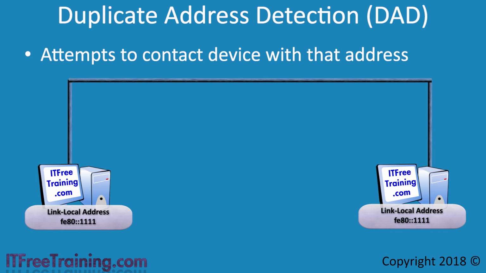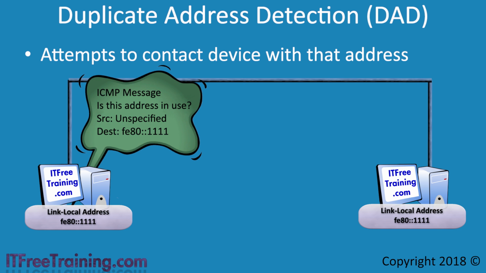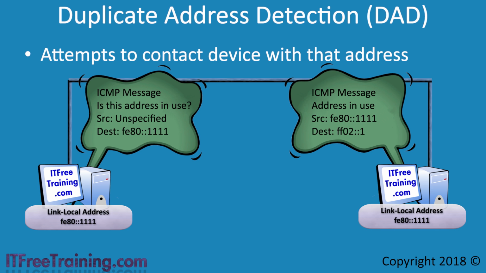In this example, I have used simple link local addresses. However, in the real world, these addresses will be more complicated than these. To check to see if the address is not in use, the computer will send a message using ICMP to the address that it is trying to use. Notice that the source address is unspecified, since the computer does not have an address as yet that it can use. If there is a node on the network that is using that address, the node will respond back using multicast that the address is in use.